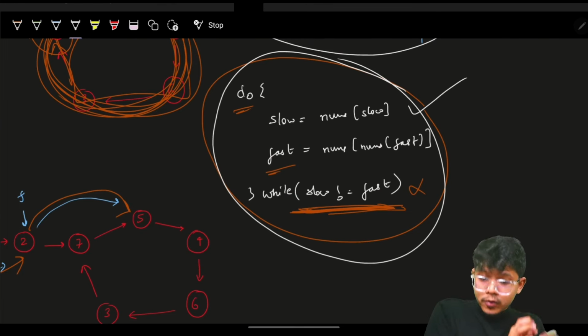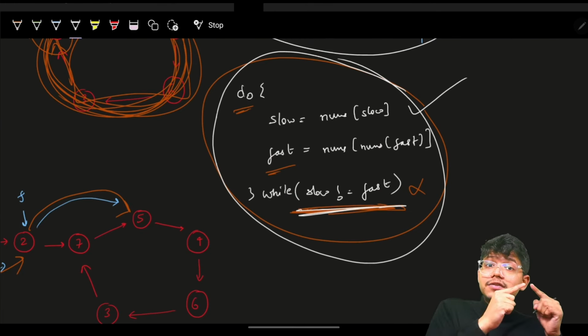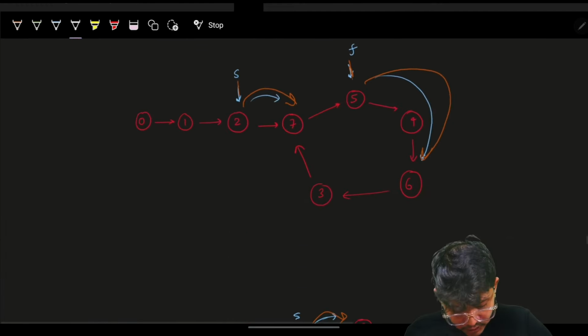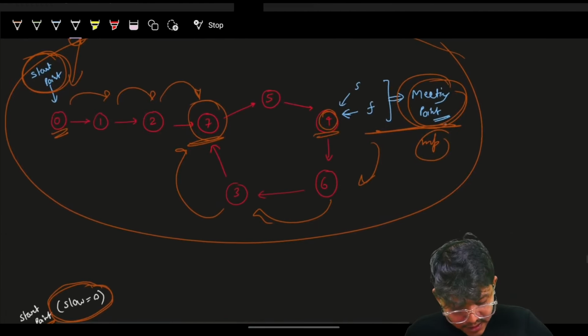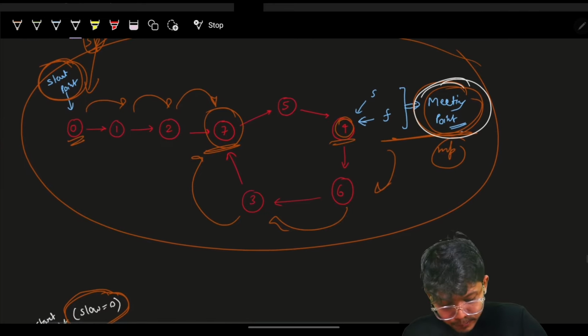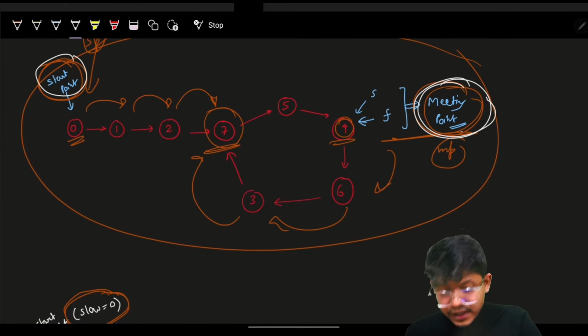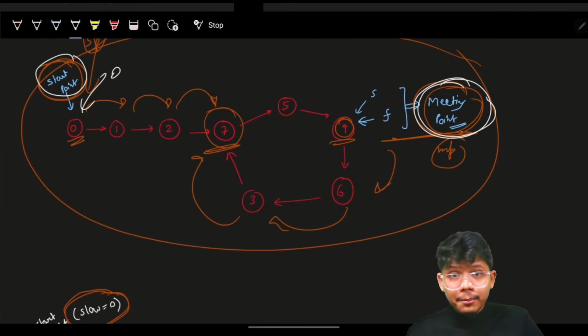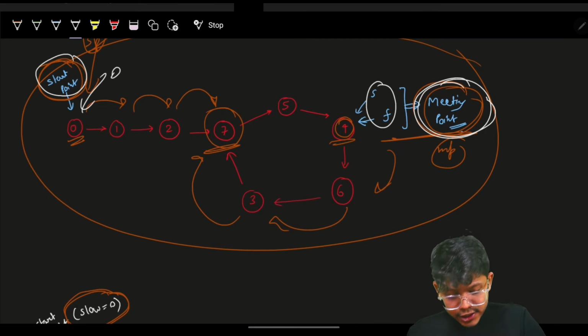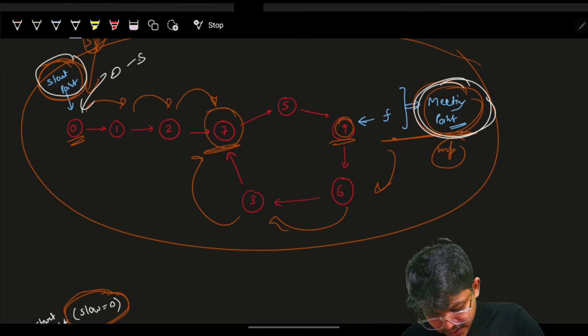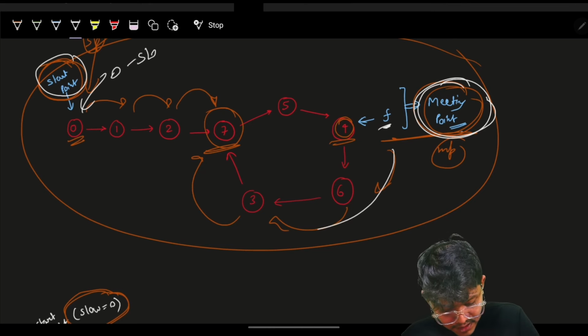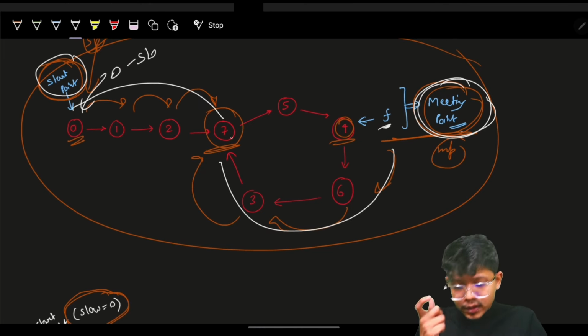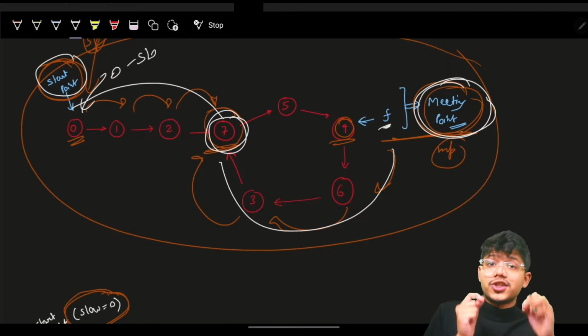Now when this moves, I'll remember my slow and fast will meet at the meeting point. Now this is my meeting point. From the meeting point and from the starting point: starting point is 0, and meeting point is where the slow and fast already are. So I'll assign my slow to my starting point. I'll keep my fast here, and then I'll keep on moving one step. So again, when both move, they will actually meet at the intersection point.